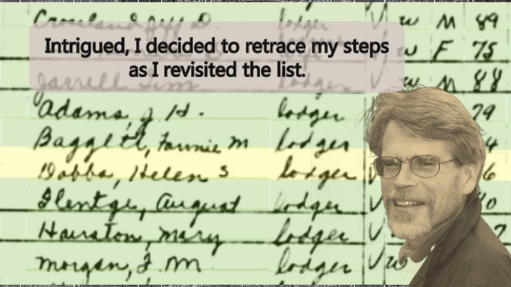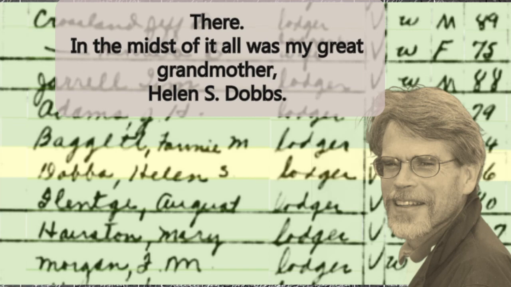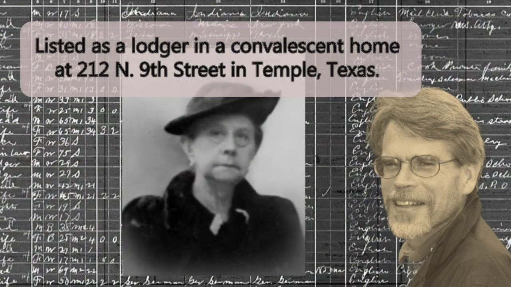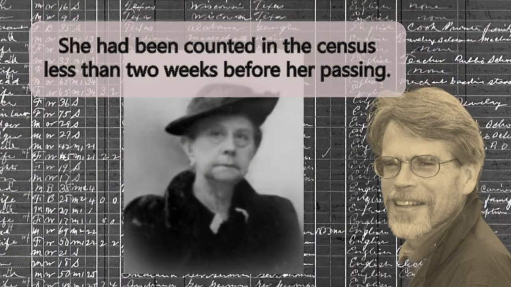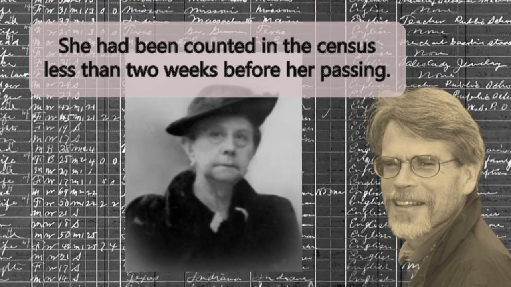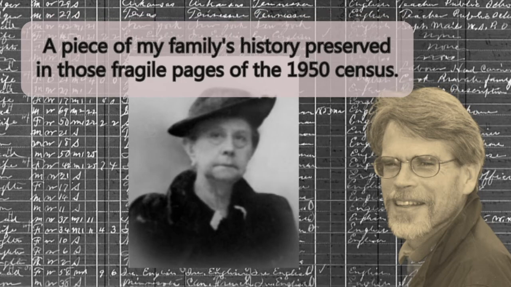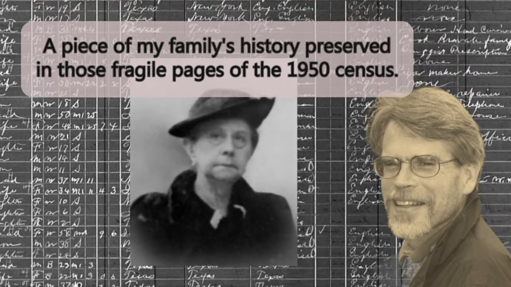Intrigued, I decided to retrace my steps. As I revisited the list, there, in the midst of it all, was my great-grandmother, Helen S. Dobbs, listed as a lodger in a convalescent home at 212 North 9th Street in Temple, Texas. She had been counted in the census less than 2 weeks before her passing. It was a remarkable discovery, a piece of my family's history preserved in those fragile pages of the 1950 census.